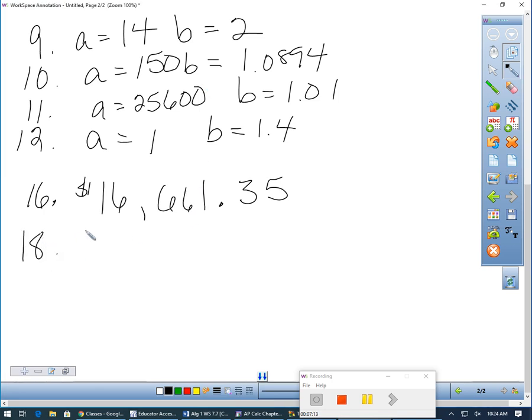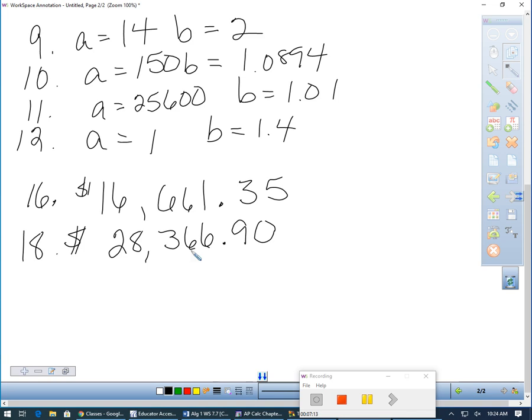Number 18. On number 18, you should have 28,366.90. If you have 8, 9, again, it depends how you put it in your calculator. You didn't get close to that one?